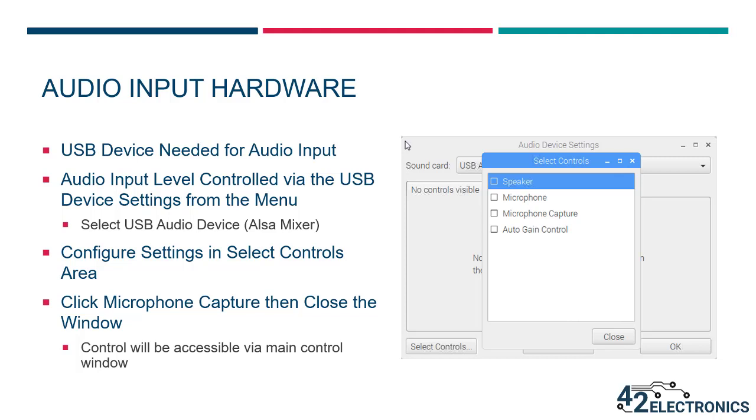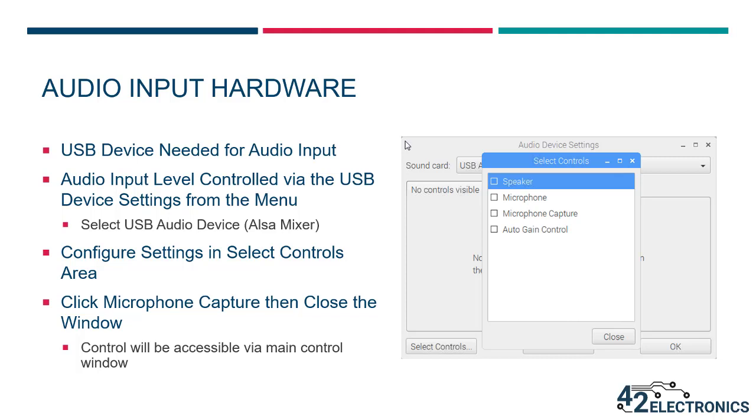While audio output level can be controlled by the volume slider, microphone input level can also be adjusted by right-clicking on the audio icon in the upper right menu bar and selecting USB device settings from the menu. Using the drop-down menu at the top of the settings window, select USB audio device or ALSA mixer, and this will ensure that you're looking at the settings for your USB audio device.